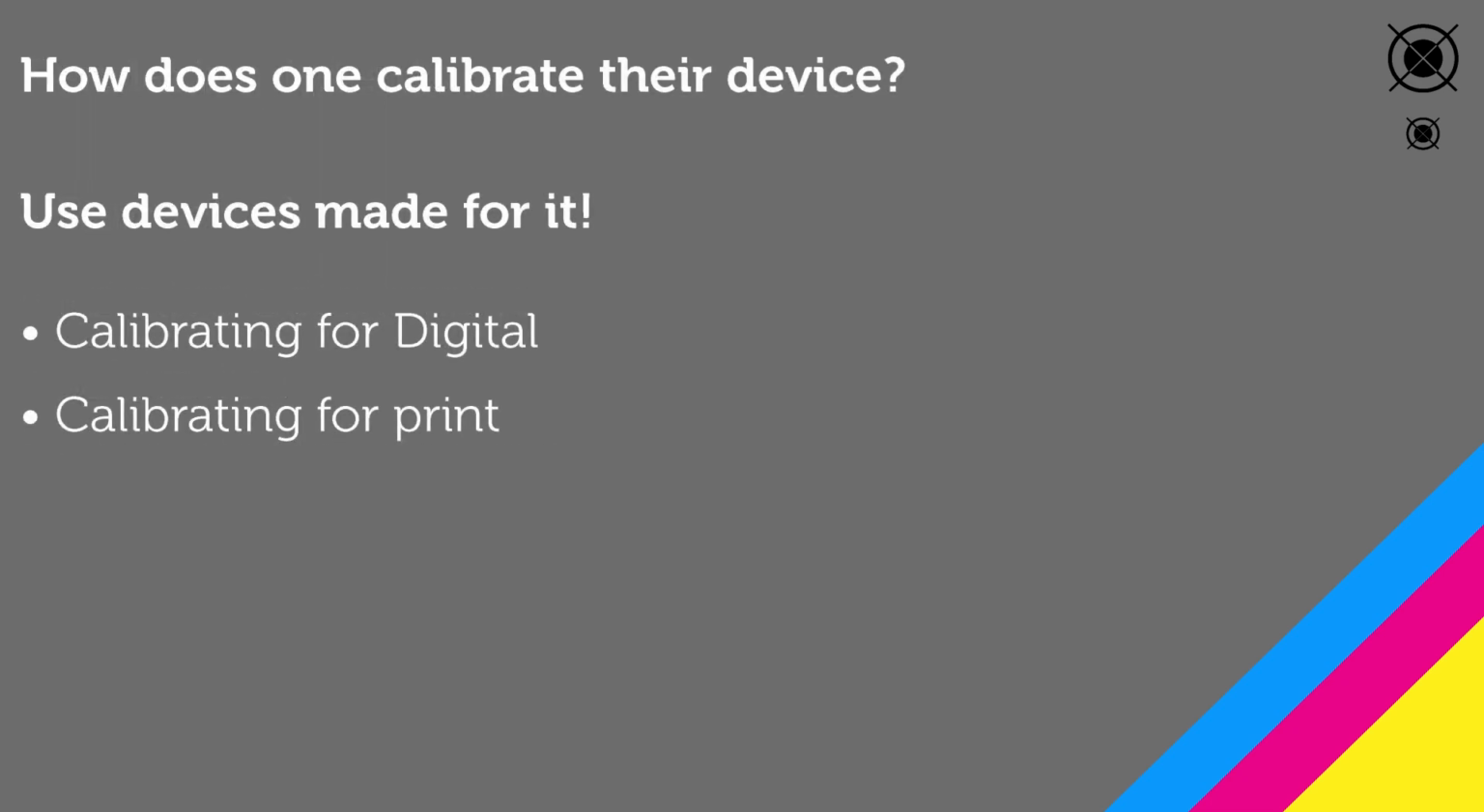So how does one calibrate their device? Use the devices made for it. When calibrating for digital works, have the monitor in an ideal place. This is a place where there is no glare on the screen, and the overall lighting of the room does not overpower the display. This process then is done with a device called a colorimeter. This is a tool that will be able to measure the color produced by the monitor and characterize the way it displays the displayed profile.